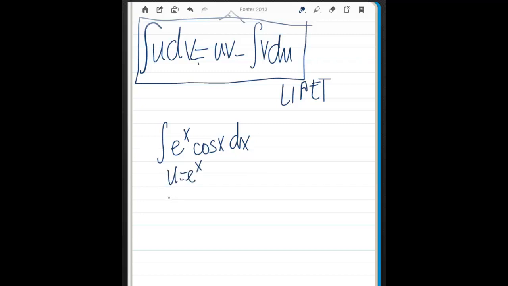So I am going to pick u to be e to the x, and then its derivative is itself. And then I'm going to pick dv to be the cosine x dx. v is going to be sine x. It's always tricky with the trig, so make sure that you have the sign right. So sine's derivative is cosine, so we're fine.